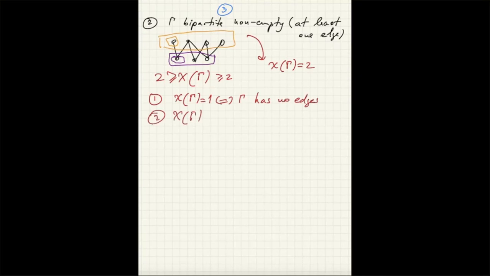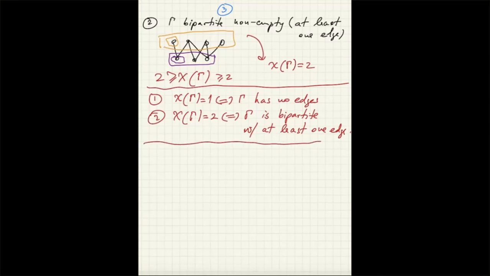And the chromatic number of gamma is 2 if and only if gamma is bipartite and with at least one edge. These two cases are the simplest cases, and these are the only cases in which the characterization of graphs with a given chromatic number is known. If you move higher, there is no such theorem of chromatic number of gamma equals 3 equivalent to something easy to verify.